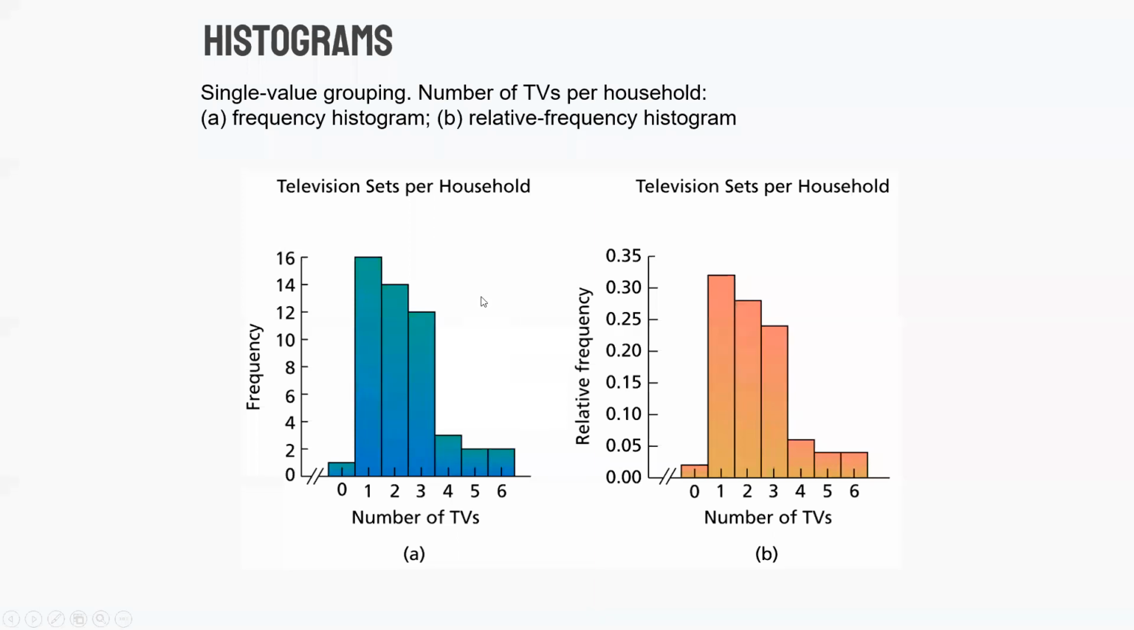Okay, this is the single value grouping histogram for number of TVs, okay? So this is a histogram for discrete data. Here you had your classes. So there are households that had 0, 1, 2, 3, 4, 5, or 6 televisions. And then you have your frequencies or your counts along the vertical axis. You can also do relative frequency instead.